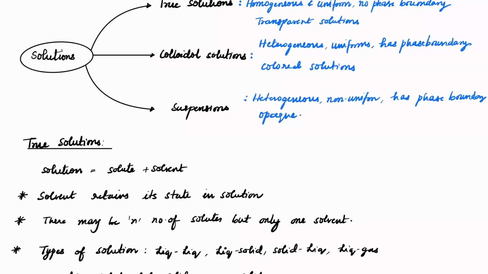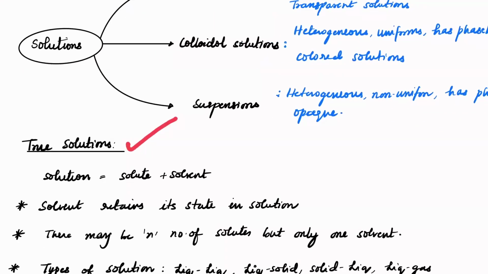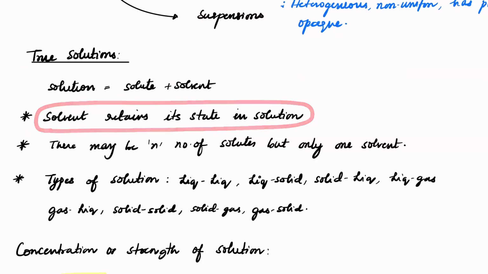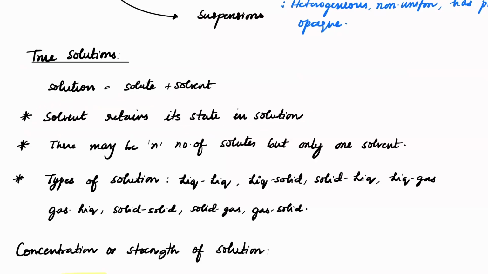Our job here is to mainly emphasize true solutions. Generally speaking, a solution is made up of solute and solvent. A solvent will always retain its state in solution. That means if you are adding some components and it is always remaining in liquid state, the solvent must also have been in a liquid state. And there may be n number of solutes in a solution, but there will be only one solvent.